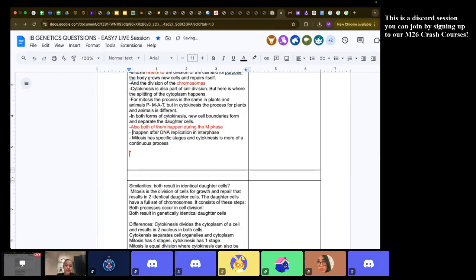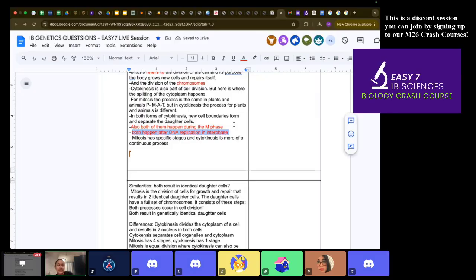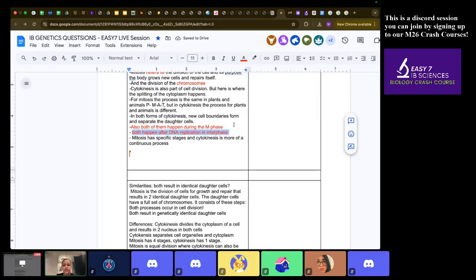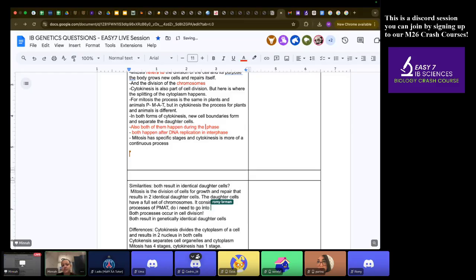You can say both happen after DNA replication in interphase. Absolutely, you can say that. But the M phase or the mitosis phase is prophase, metaphase, anaphase, telophase. Cytokinesis happens after that. And if you guys remember from the crash course, we had that cell cycle diagram, and that cell cycle diagram showed you PMAT and then cytokinesis, okay? But I think you mean the cell division phase. So you mean the cell division phase of the cell cycle, okay?